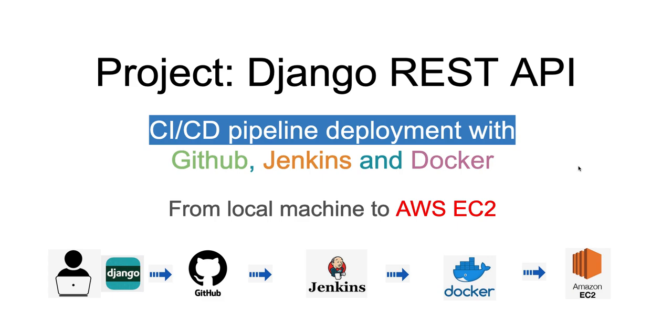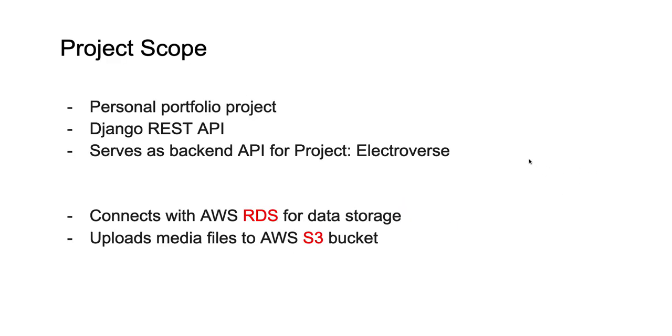Hello everyone. Today this is going to be a demo for a backend project, Django REST API. I have developed this project maintaining a CI/CD pipeline and deployed the project to an Amazon EC2 instance. I have used Jenkins for build automation and Docker for containerization, and for source code management I have used GitHub.